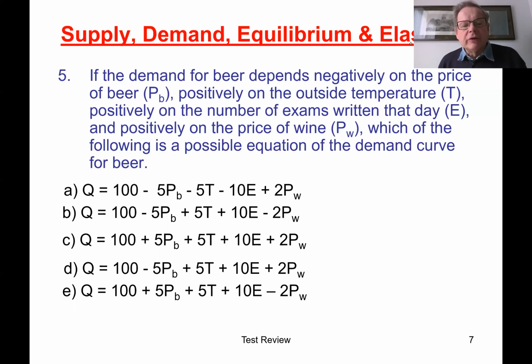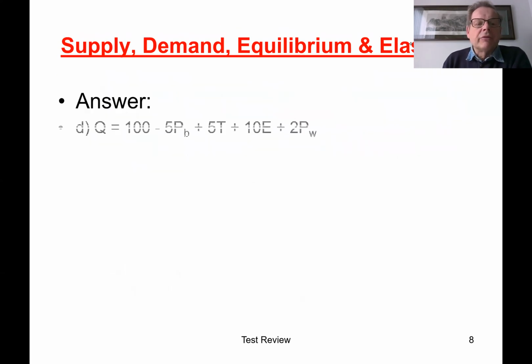The trick to this question here is to follow the sign in front of the letters. So it says the demand of B depends negatively on the price. So P is obviously the price. There's the minus sign. Positively on the outside temperature, there is the plus sign in front of the T. Positively on the number of exams written that day, that would be the plus sign in front of the E, and positively on the price of wine. Therefore, our correct answer would be option B.